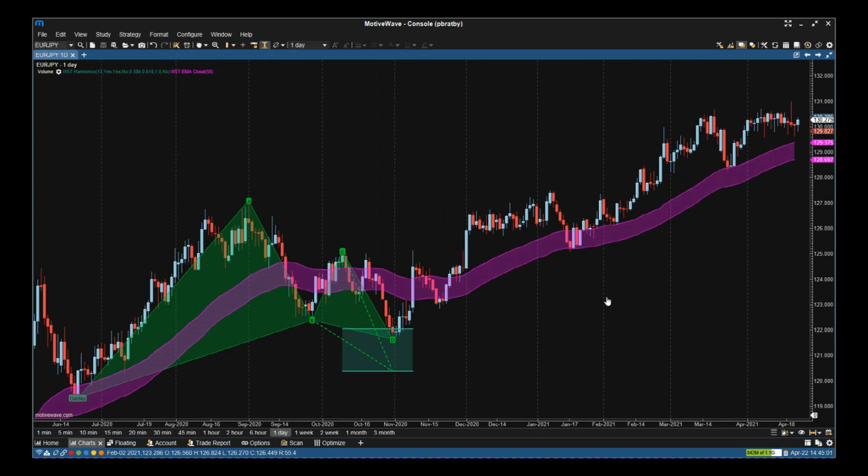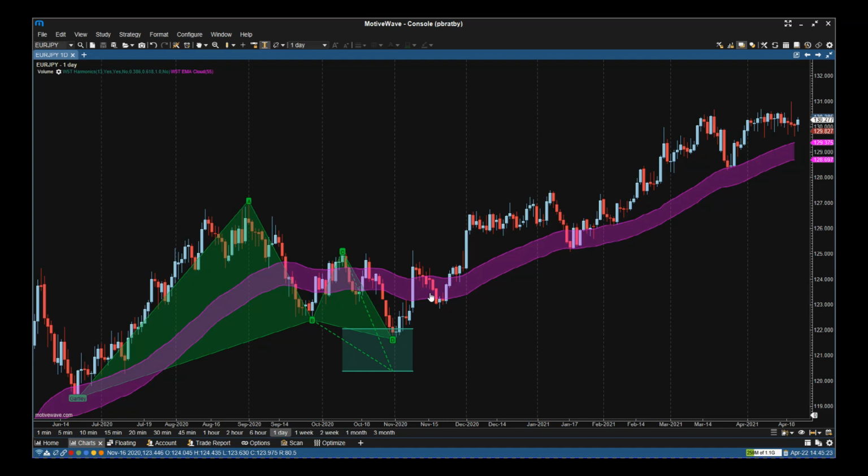Okay, so this is a Forex example, Euro Japanese yen on the daily. Again, we have a Gartley pattern complete in the automated completion zone, and then since November 2020 this has been on the rise. One thing I've added to this chart just to show you is that we do offer an EMA cloud as well to help manage these trades.